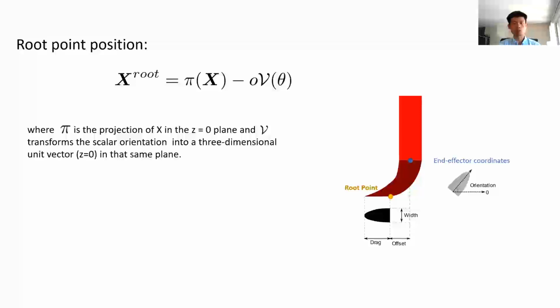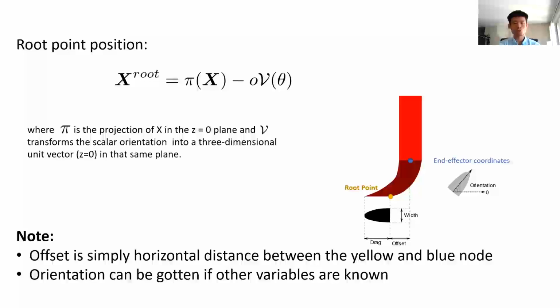We also would like to introduce the concept of root point, just as this yellow dot shown in the brush model. The position of the root point can be calculated from some geometric relationships. At first, we project the end effector coordinates to the paper plane, and then we move the projected point following the direction specified by the orientation parameter for a distance specified by the offset parameter. There are two things worth noticing here. At first, offset is simply the horizontal distance between the root point and the end effector coordinates. And also, orientation can be obtained if all the other variables are known in this definition formula of the root point.